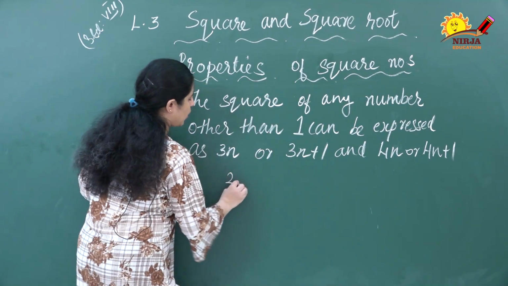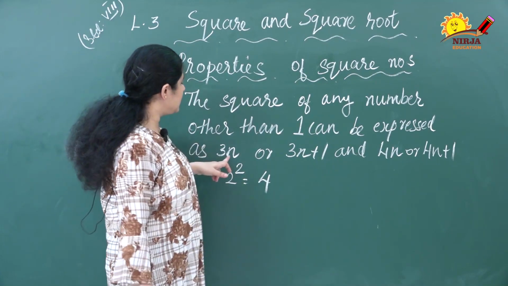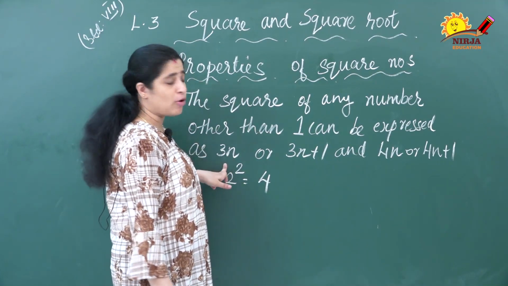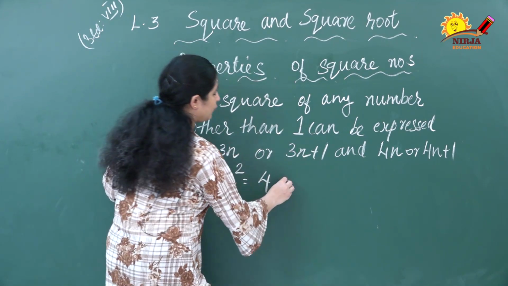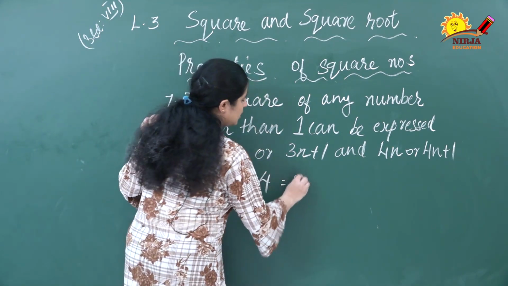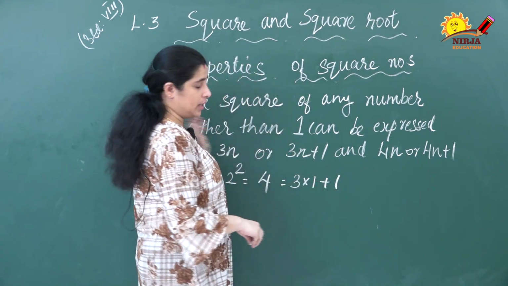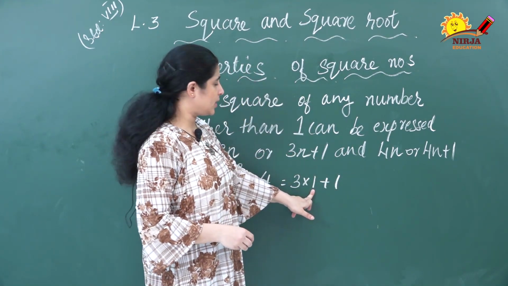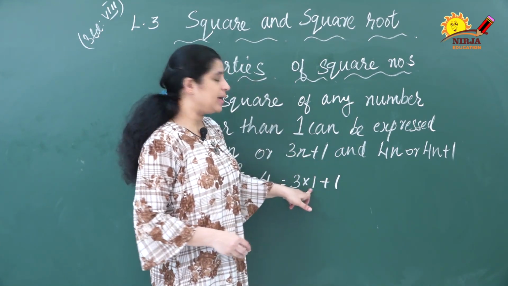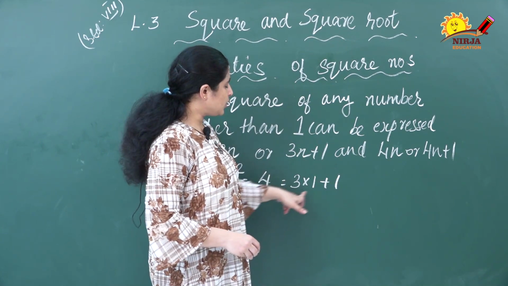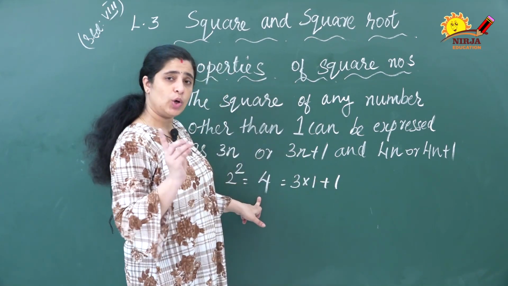What is the square of 2? Yes, it is 4. First we will see whether it can be expressed in the form of 3n or 3n plus 1. So 4 I can write as 3 into 1 plus 1. Here n is 1. Already we told 3n plus 1. So 3 multiplied by 1 plus 1. 3 multiplied by 1 is 3. 3 plus 1 is equal to 4.